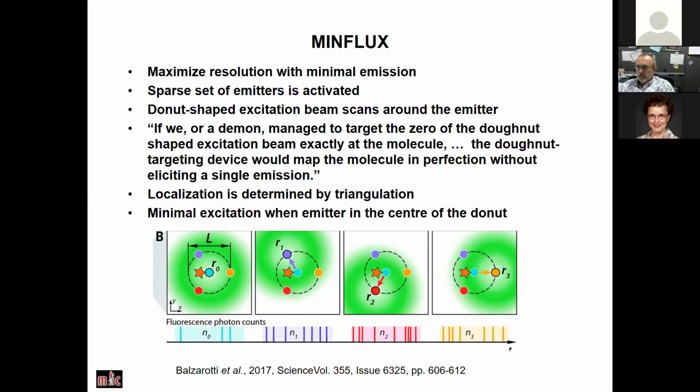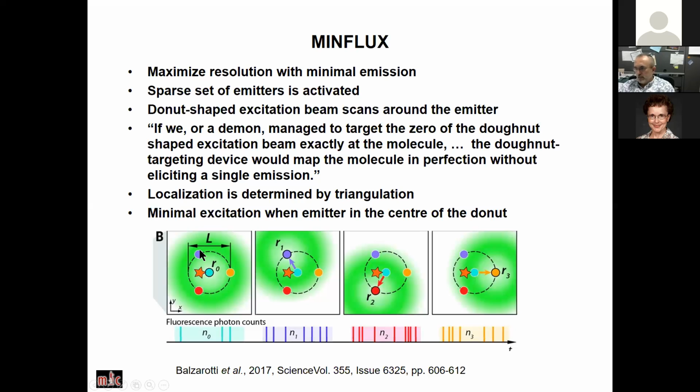They combine the scanning technique with the stochastic method. They activate a sparse set of fluorescent molecules, so every now and then there is a molecule. Then they use a donut-shaped excitation beam that scans around the emitter. As they say in that paper, if we or a demon manage to target the zero of the donut excitation beam exactly, the donut targeting device would map the molecule in perfection without eliciting a single emission. But since we are not a demon, we do have to get at least some photons.